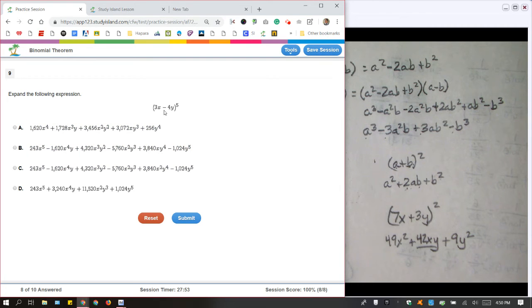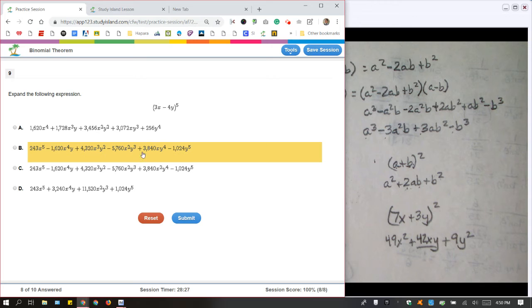Well, it is subtraction. So do they both follow the pattern? Positive, negative, positive, negative, positive, negative. Let's check. Positive, negative, positive, negative, positive, negative. So yes, they both follow that pattern. So let's find the difference that they have. They both have 243x to the fifth. They both say minus 1,620 x to the fourth times y. Then they both say plus 4,320 x to the third y squared. Then they both say minus 5,760 x squared y cubed.